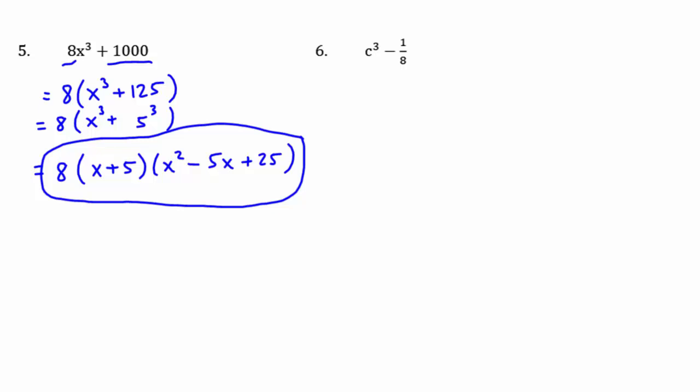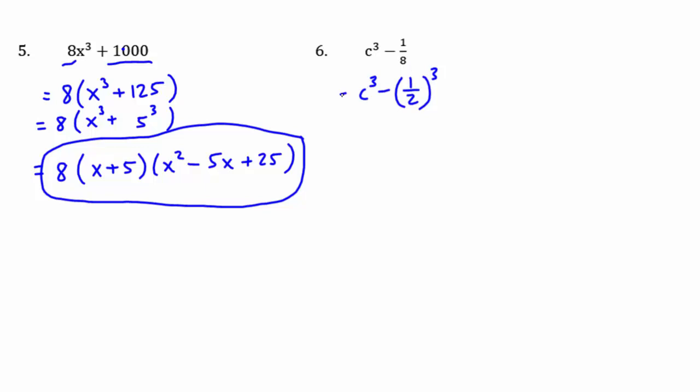Another one. C cubed minus 1/8. Now I'm looking at fractions here. Be careful with this. See, 8 is 2 times 2 times 2, isn't it? So this would be the same thing as c cubed minus 1/2 cubed. So since 2 times 2 times 2 is 8, 1/2 times 1/2 times 1/2 is 1/8.